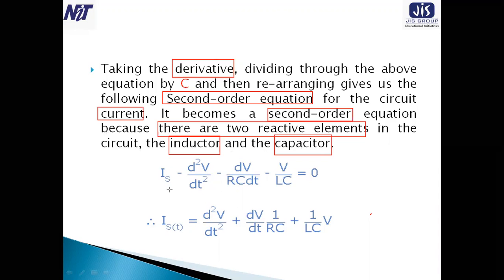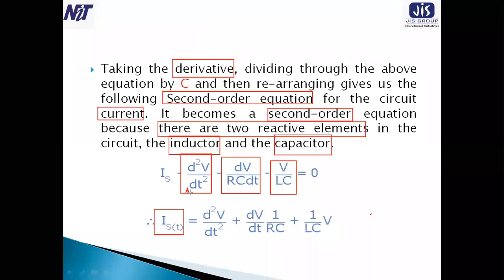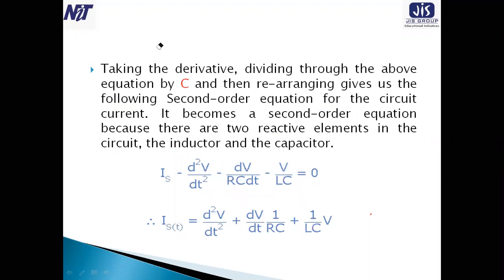So after differentiating, we get the equation Is minus d2v dt2 minus dv by RC dt minus v by LC equals to 0. And then finally we'll get I of s, that will be equals to d2v dt2 plus dv dt into 1 by RC, just rearranging, and 1 by LC into v. So we'll get this equation after derivative.